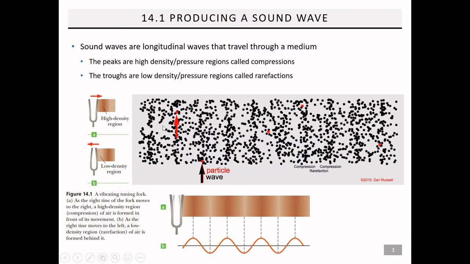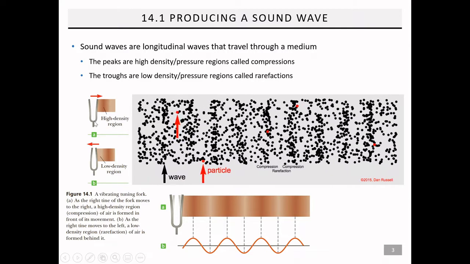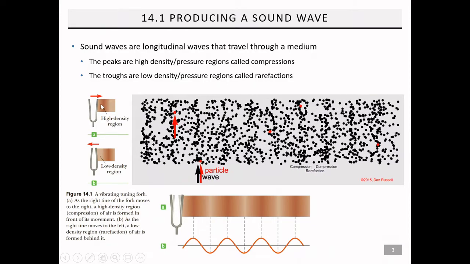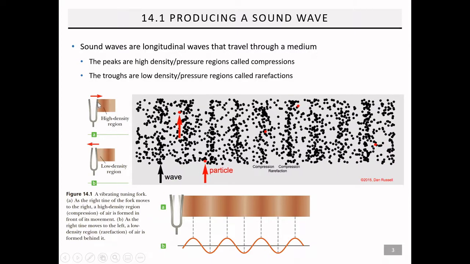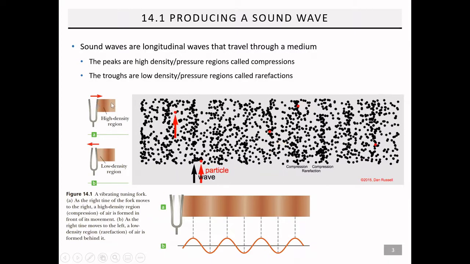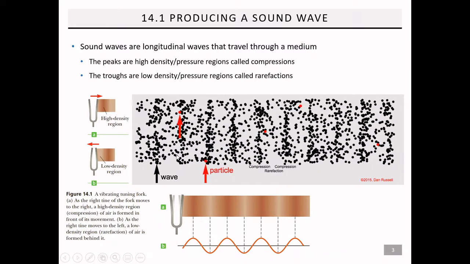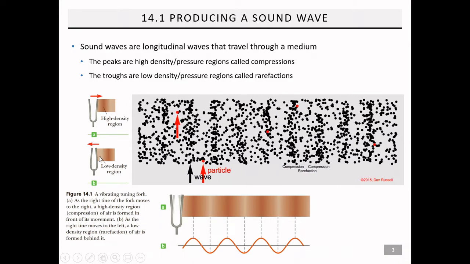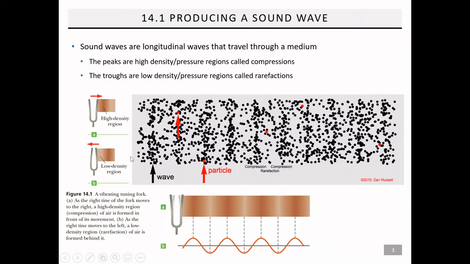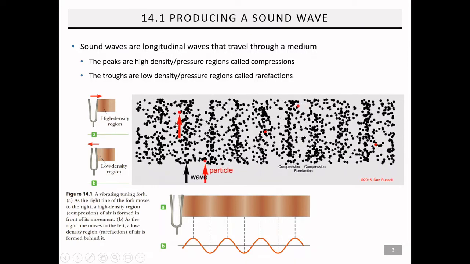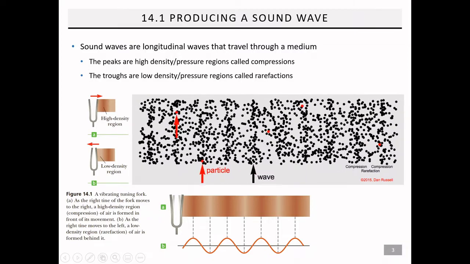This GIF here is supposed to illustrate how a tuning fork would create sound in the air. When you strike a tuning fork, the tines of the tuning fork vibrate back and forth very fast. When the tuning fork tine vibrates outward, it creates a high density region that's like a peak of the wave. When the tine vibrates inward, it creates a low density region, which is like a crest. Or for longitudinal waves, we call them compression and rarefaction regions.